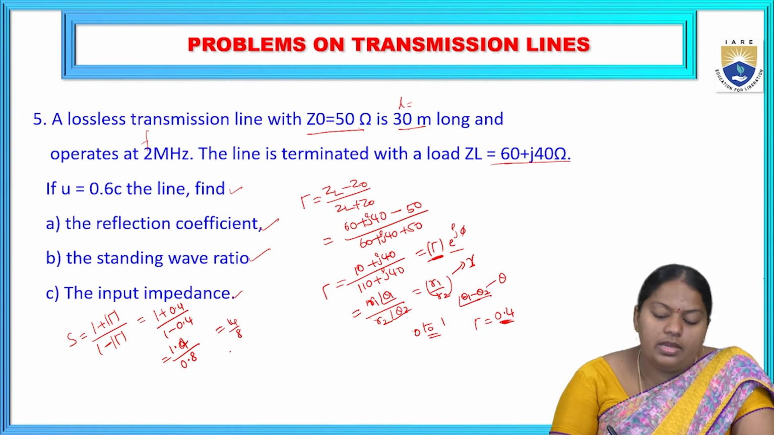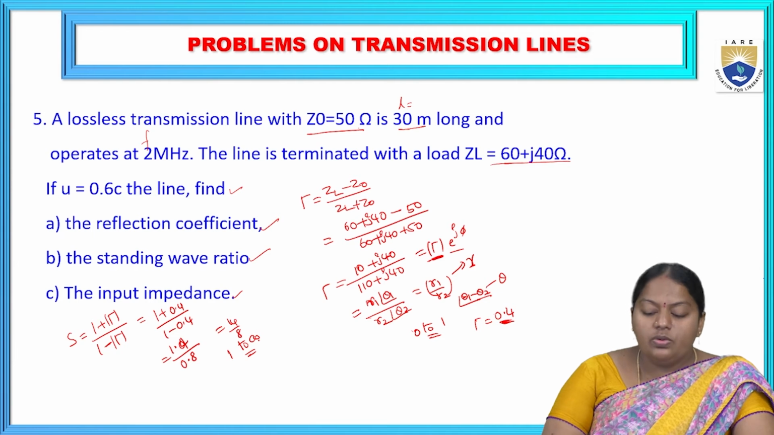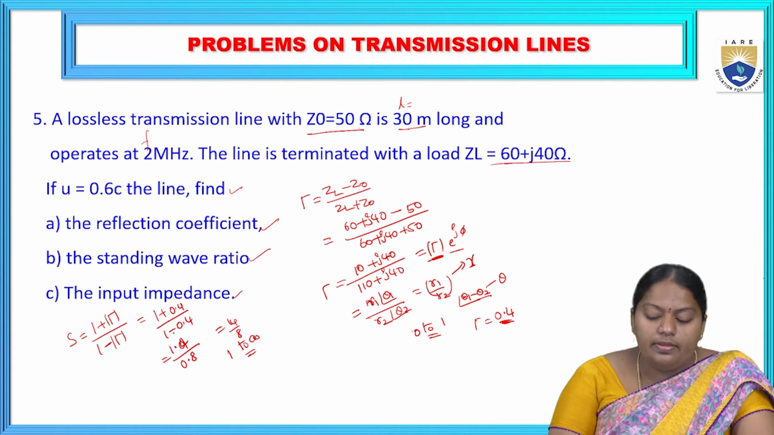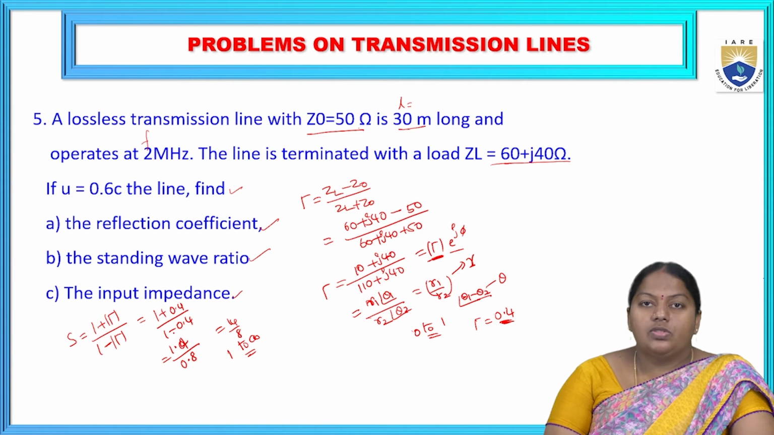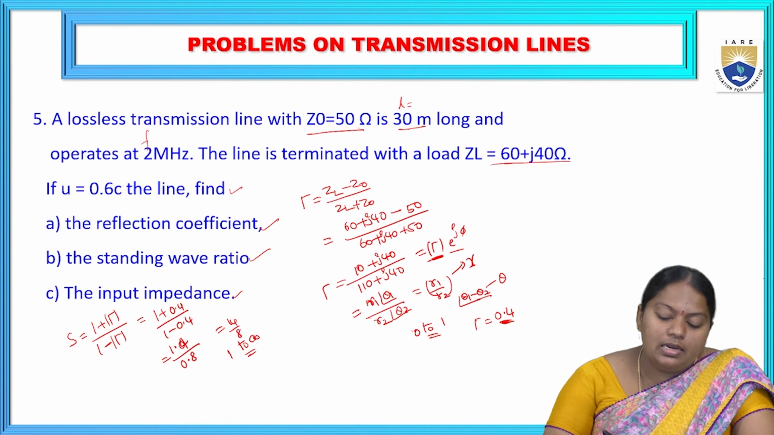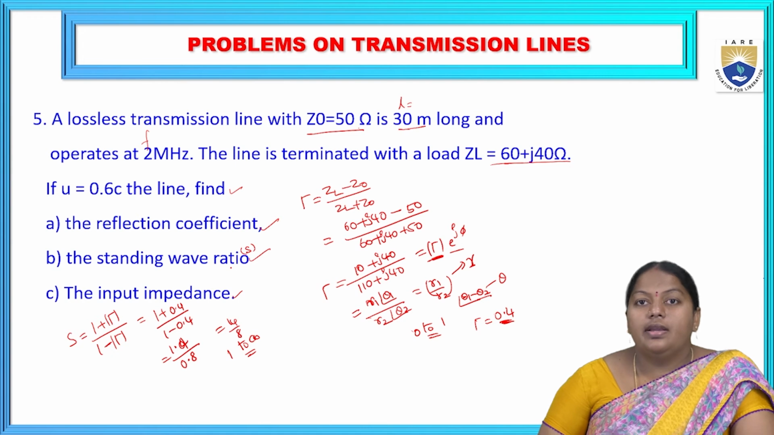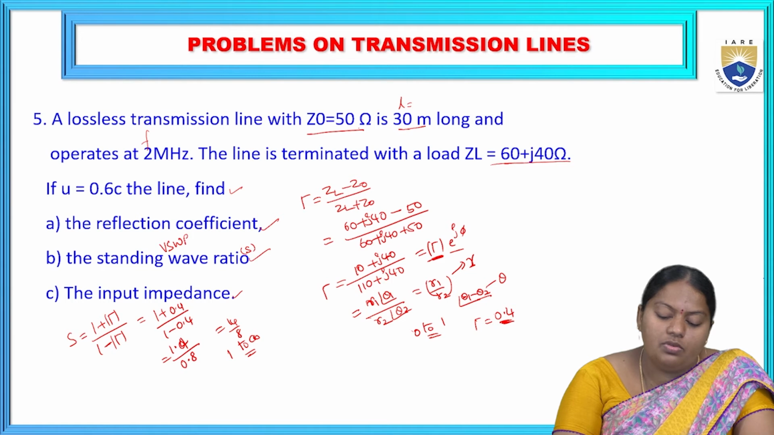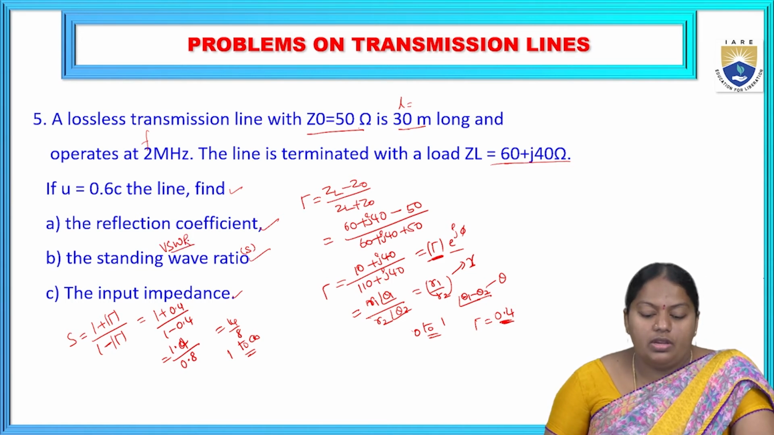By simplifying this, we will see that the S value ranges from 1 to infinity, right? As we know, the reflection coefficient gamma ranges from 0 to 1, and the standing wave ratio ranges from 1 to infinity, and the middle values we get as the reflection coefficient and standing wave ratio. Generally, the standing wave ratio is represented with S, and it is considered in terms of voltage only. Hence, we represent it as VSWR, voltage standing wave ratio.